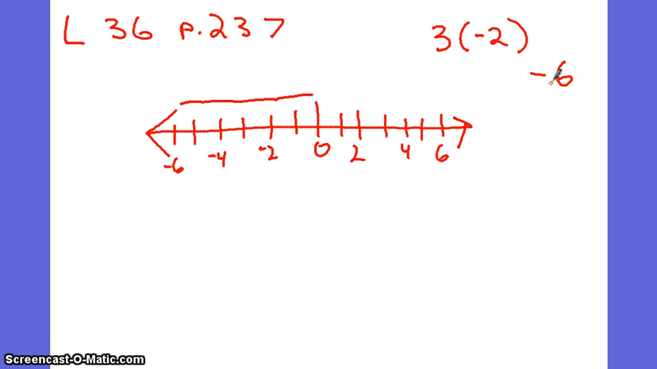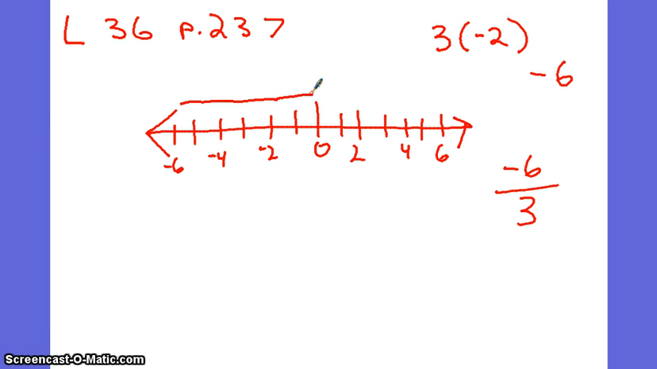If we go back to that number line, if I take -6 and divide that into 3 parts, what do I end up with? I should end up with -2, because each of the 3 parts was -2 away from each other.